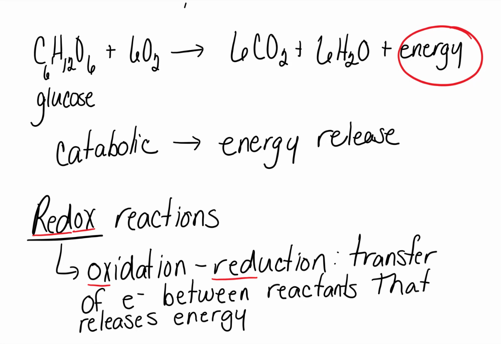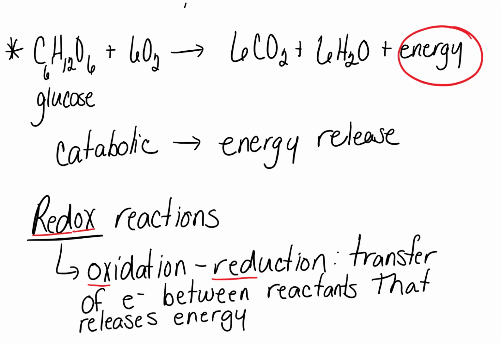And we can look at the above equation, our summary equation for cellular respiration, as a redox reaction. We have two reactants, glucose and O2, and ultimately it is a transfer of electrons between these reactants which releases this energy that can be used to generate ATP.